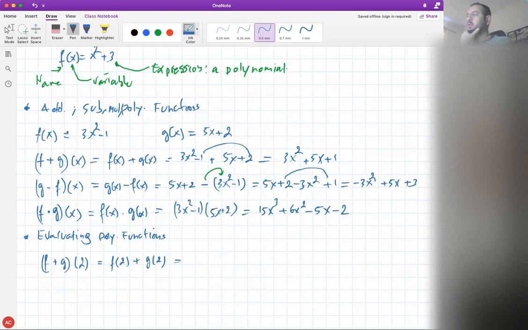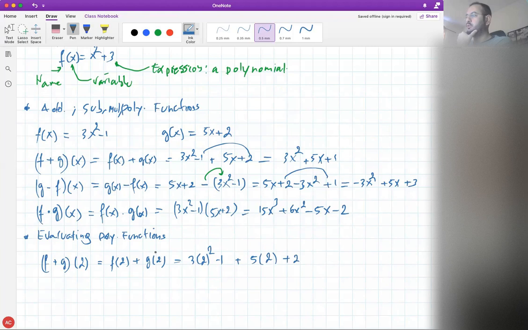So we're going to put 2 here. It's going to be 3 times 2 to the second minus 1, plus g of 2, which is 5x. This time we're going to put 2 in g: 5 multiplied by 2 plus 2. That's right.